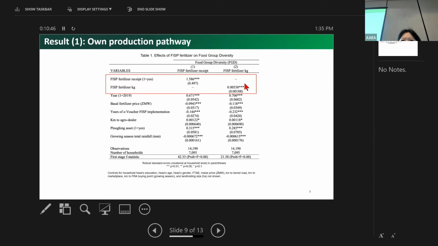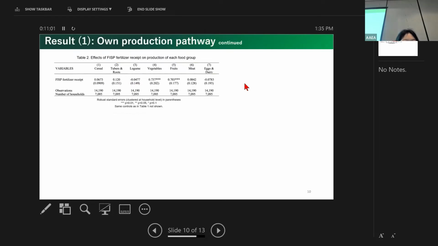But then we wonder, because FISP was a maize-centric, staple crop-centric program, why would that be promoting the production of other food groups? So we did some decompositions. So here are the effects of FISP fertilizer on production of each food group that constitutes the food group diversity index.